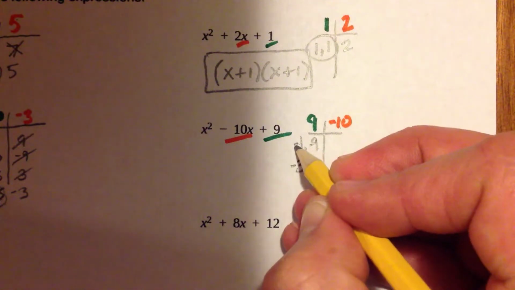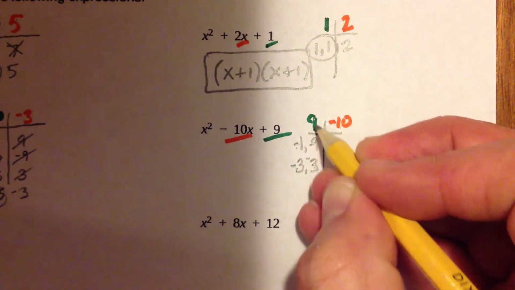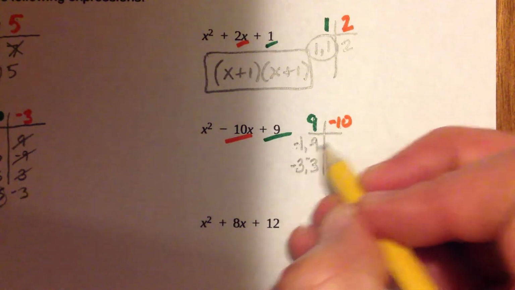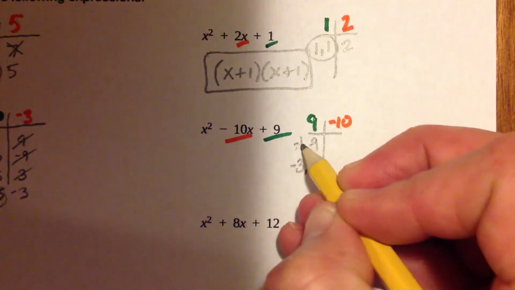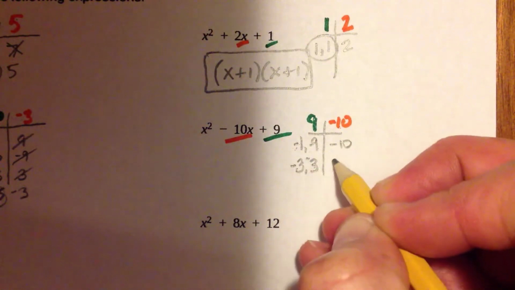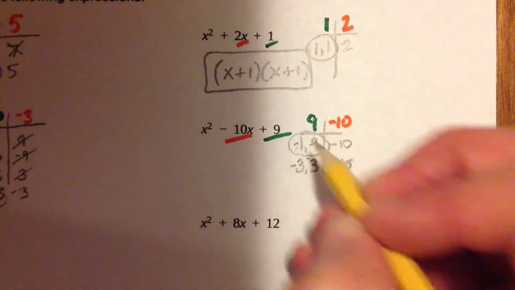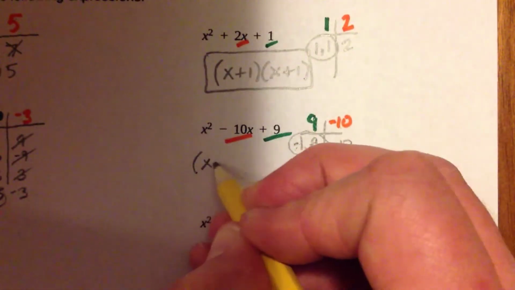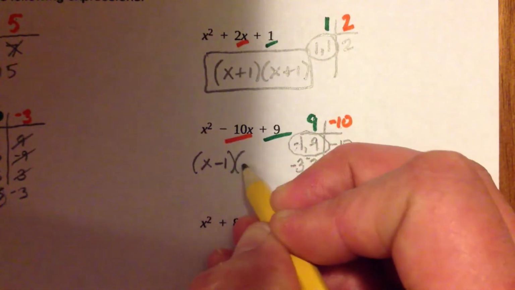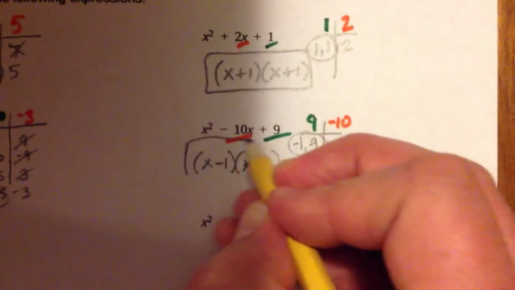So if I have negative 1 times negative 9, that's positive 9. Negative 3 times negative 3 is positive 9. And let's see which one adds to negative 10. Well, negative 1 plus negative 9, that's actually negative 10. Negative 3 plus negative 3 is negative 6. So that's not our answer. Keeping in mind we have two negative numbers, we have x minus 1 as one of our factors, and x minus 9 as my other factor.